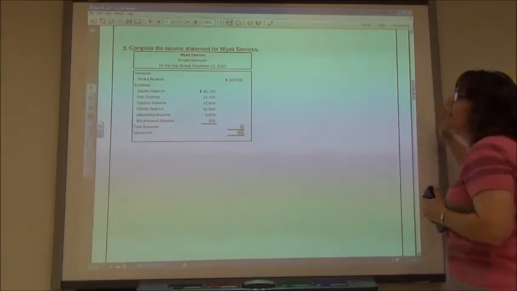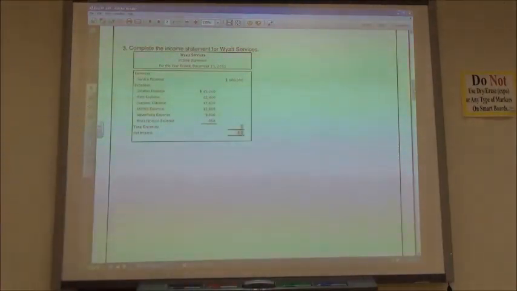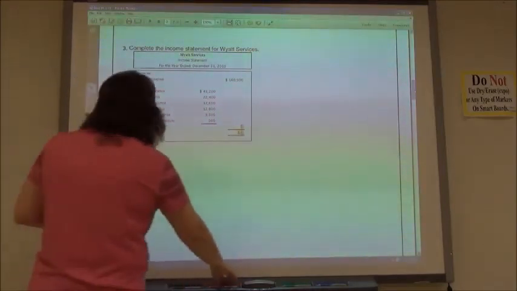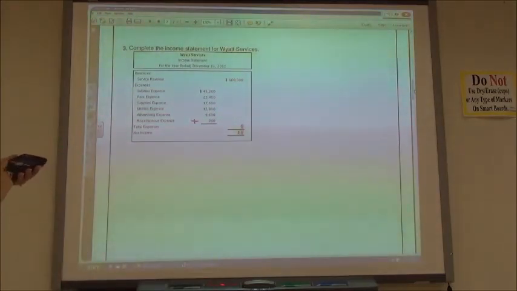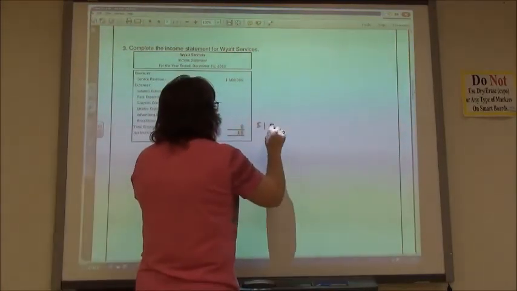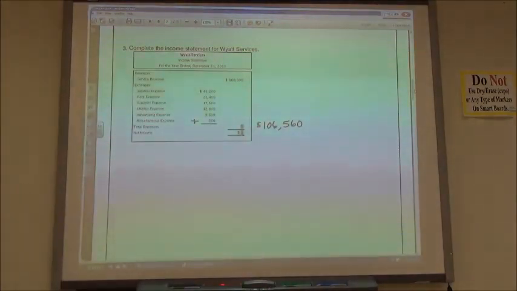Number three, again, complete the income statement. This time our service revenue is $160,000, and then we have all our expenses listed. And again, it wants us to find the total of the expenses, so we're going to add those up. So $43,200 plus $22,400 plus $17,600 plus $12,800 plus $9,600 plus $960. And so $106,560. Total of all my expenses.